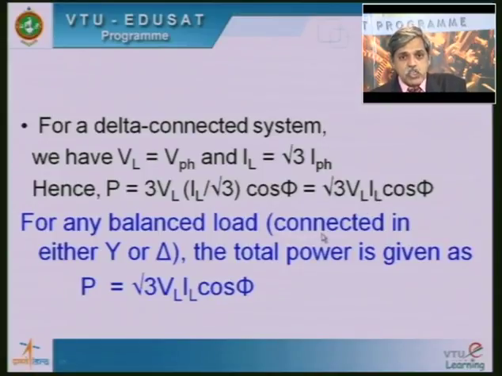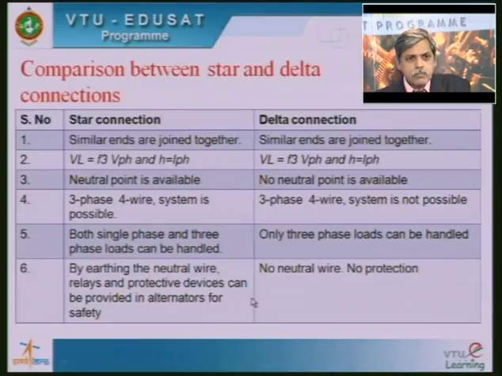So, for any balanced load connected either in star or delta, the total power is given by root 3 VL IL cos phi. So, it is a simple comparison between star and delta connections. This is also available in most of the textbooks. I just compared around 6 points, there can be more, but these are the very important ones. Star connection and delta connection.